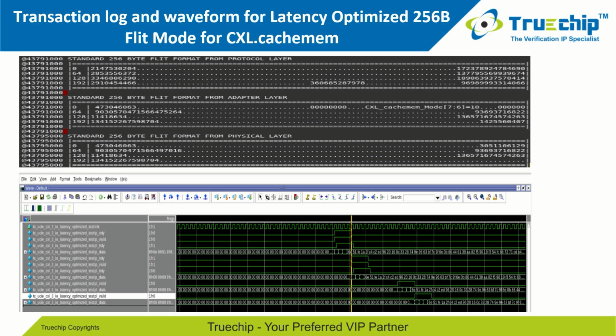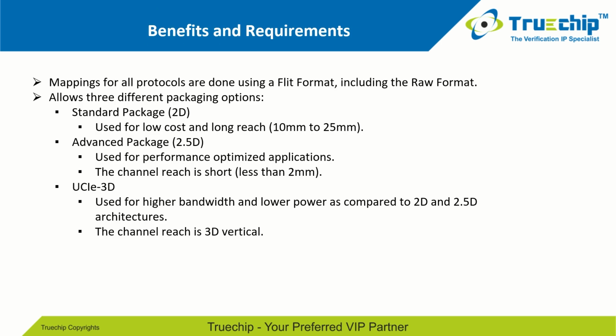Now let's have a look at the benefits and requirements. Mappings for all protocols are done using a flit format, including the raw format. The three different packaging options are standard package, advanced package and UCI 3D. We can see that UCI 3D is used for higher bandwidth and lower power as compared to 2D and 2.5D architectures, and the channel reach is 3D vertical.